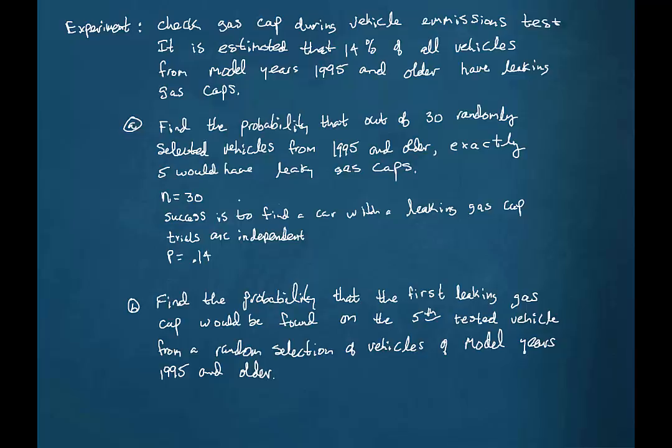So what we need then are N, P, and X. What's the question? We are to find the probability that out of 30 randomly selected vehicles, exactly 5 would have a leaky gas cap. So we're to find the probability that X is equal to 5.